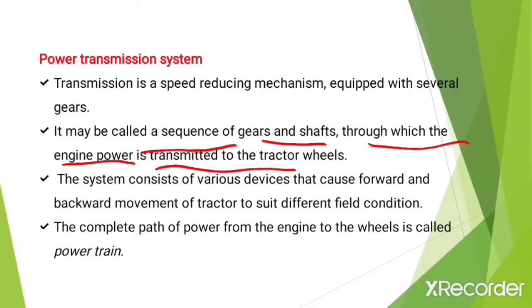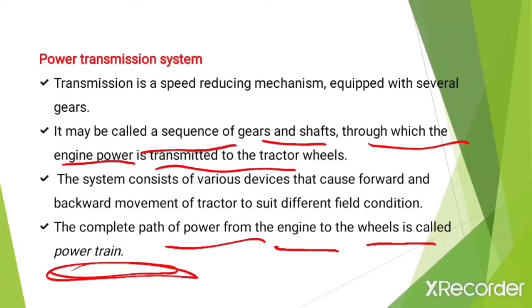Now this system consists of various devices that cause the forward and backward movement of the tractor to suit different field conditions. The tractor consists of different types of devices, for example the final drive, which we will discuss later. Then the complete path of the power from the engine to the wheels is called the power train. This is an important sentence: the complete path of the power from the engine to the wheels is called the power train.